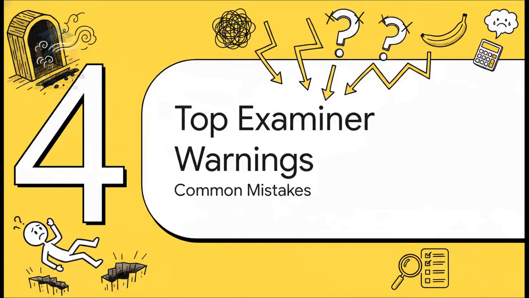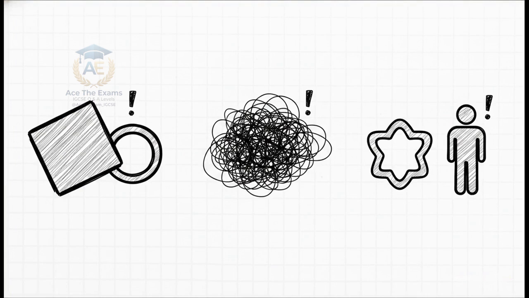Section 4. We need to pivot now to the trapdoors. These are the top 3 examiner warnings directly from the grading room. Kitchen freeze. Hold everything. Drop your pens and look right at me.